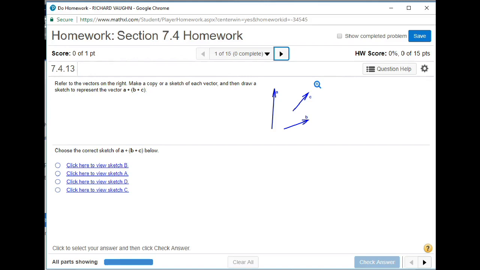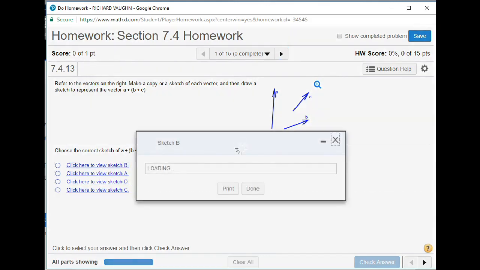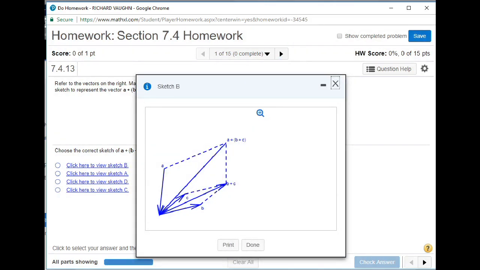So we're going to put A, and then B is going to go next to it, up over this way, and then C is going to go off of the end of B up over this way, and then we connect the toe of the original vector A up to the tip of that last vector in the chain, which is C. So we're going to look at these pictures that they give us and select the right one.